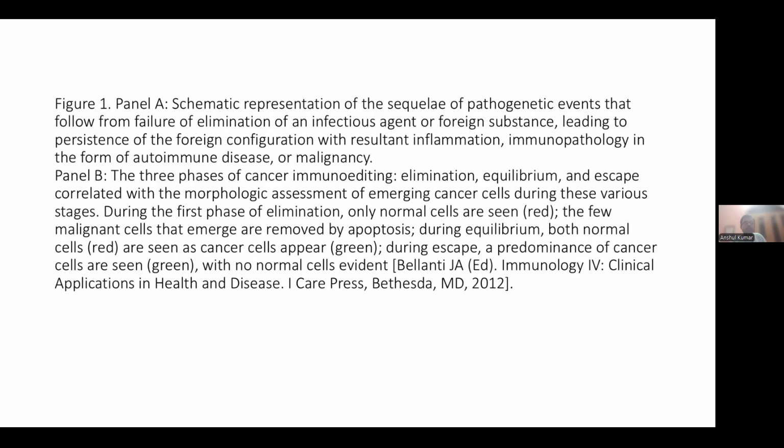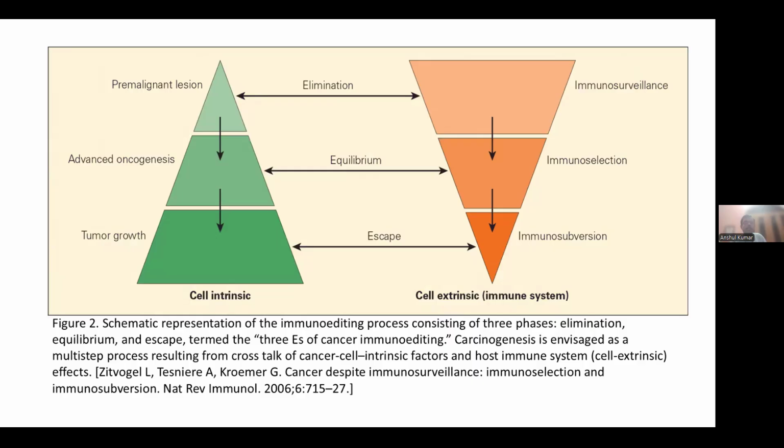So here I have already described this through this diagram. Here you can see how there is a cell-intrinsic immune system. In the first phase, if I look through the pyramidal structure, in the immunosurveillance stage, the immune system is acting very predominantly and keeping the tumor cells in check.